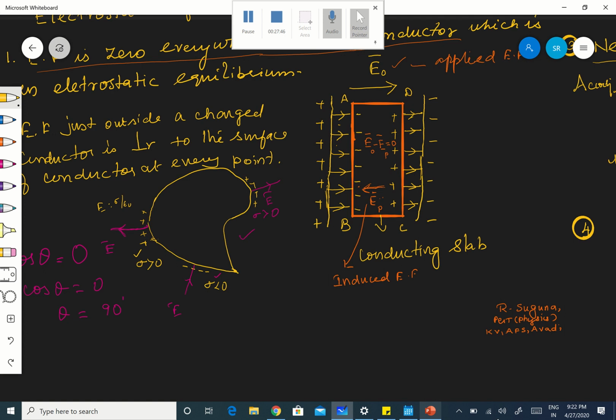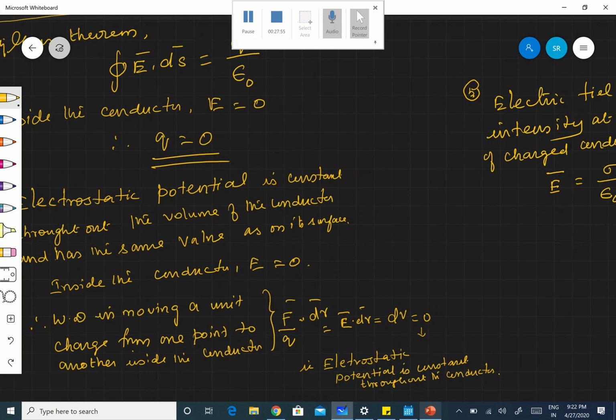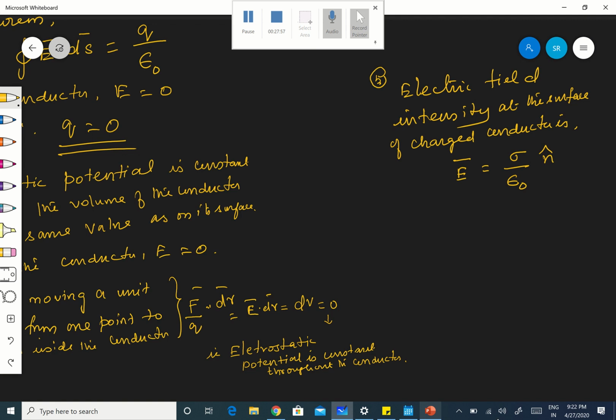And what is the direction? If sigma is positive it means outward normal, and if it is negative it means inward normal. Therefore n here, in this case, gives you an idea. n will be outward normal when sigma is positive, and n is inward normal when sigma is negative. That's it, very simple, right? Then another very important one.